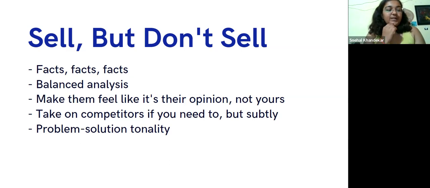So for example, if you're writing a mobile phone review, you can't just say this phone has a good camera. You have to mention the megapixels, the sensor, and everything that goes into the camera which makes it good. You have to give a balanced analysis. By balanced, I mean that you can also point out some things that are not great about your product, but in a very subtle way.